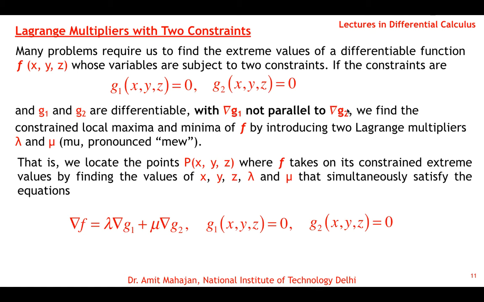If it is parallel, then del g1 can be written as a constant times this, so they can be combined to reduce these two constants into a single constant. So we will have five equations in four variables in that case.